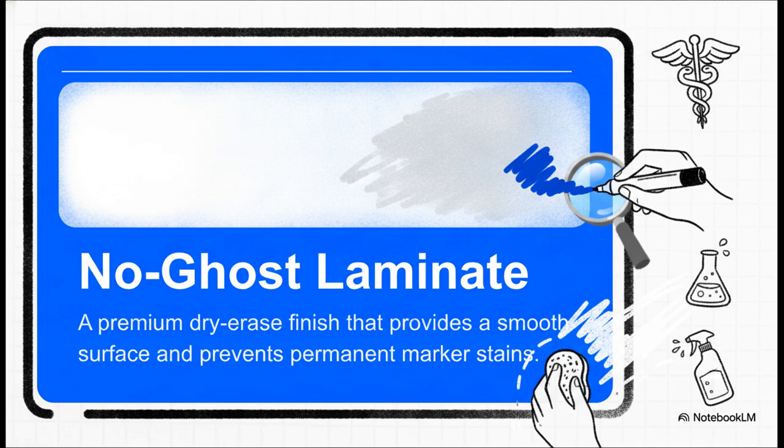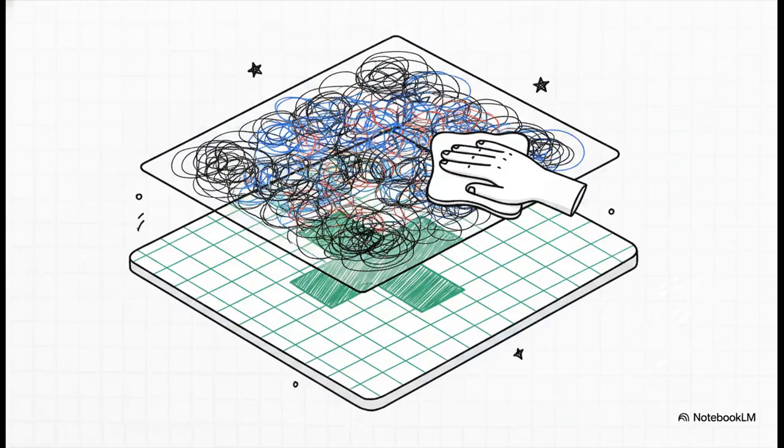And for hospitals, the absolute best part is that you can safely use isopropyl alcohol and alcohol-based cleaners to wipe away any stubborn marks without damaging the board's shiny finish. So the crucial point here is that your custom design, the grid lines, the text, the unit logos, it is all printed under the laminate. It literally cannot be damaged by cleaning the surface.